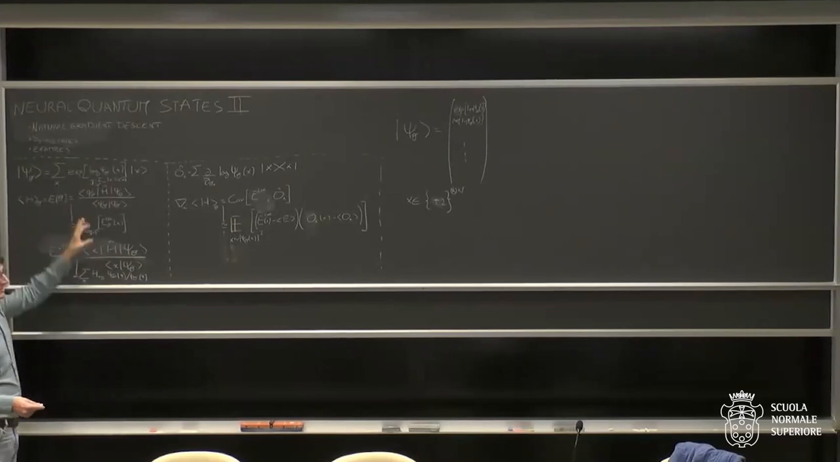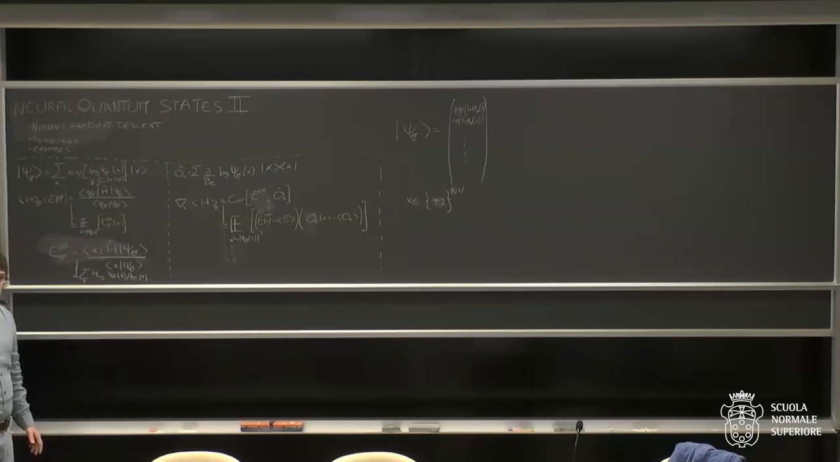And then this expectation value, I will use Monte Carlo integration instead of computing it exactly. So I will draw a bunch of samples from psi theta of x squared, and I will compute the local energy only for this very small set of samples, and I will average it. Okay?